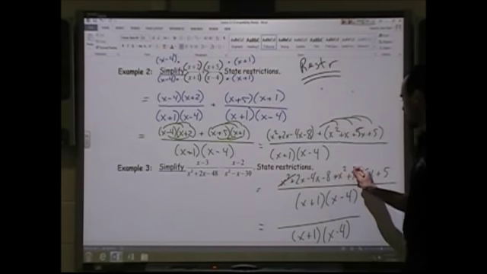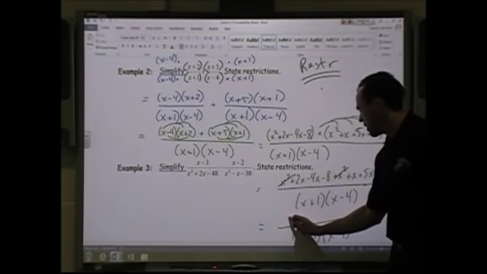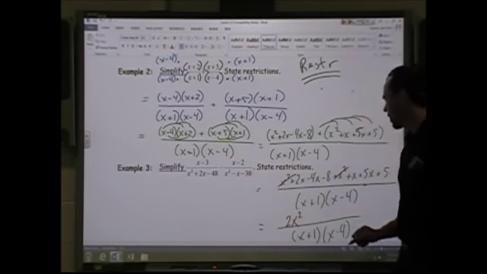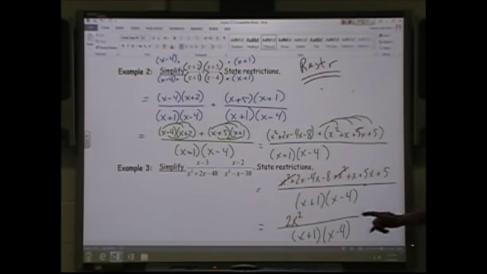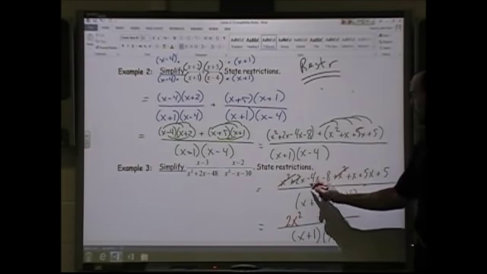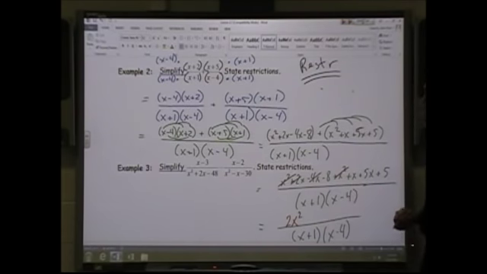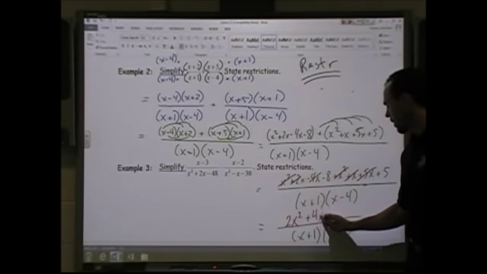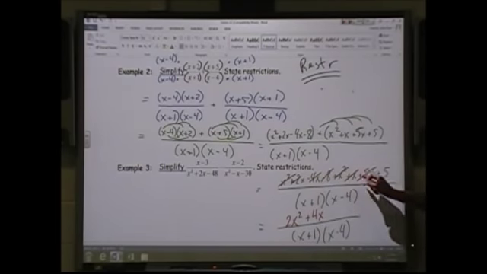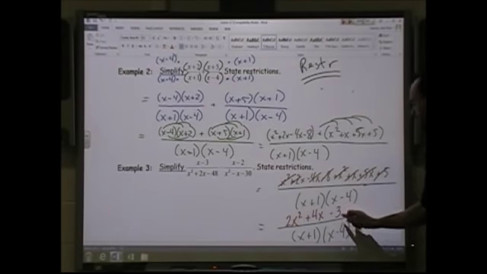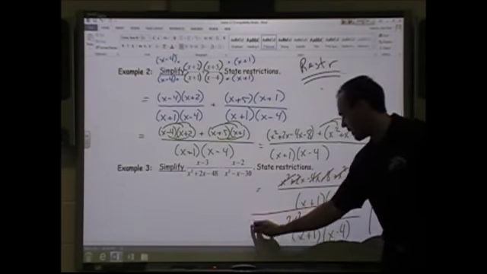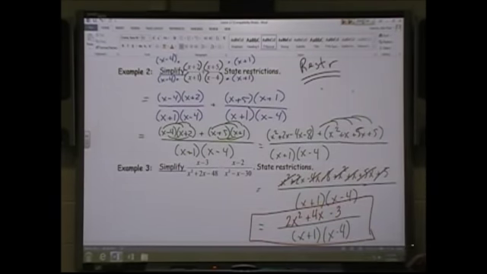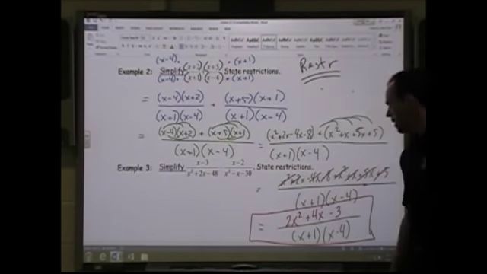X squared plus x squared is going to be 2x squared. Then all my x's: 2x minus 4x is negative 2x, plus x is negative 1x, plus 5x is positive 4x. And then I have negative 8 plus 5, which is negative 3. So this is my final answer, 2x squared plus 4x minus 3.